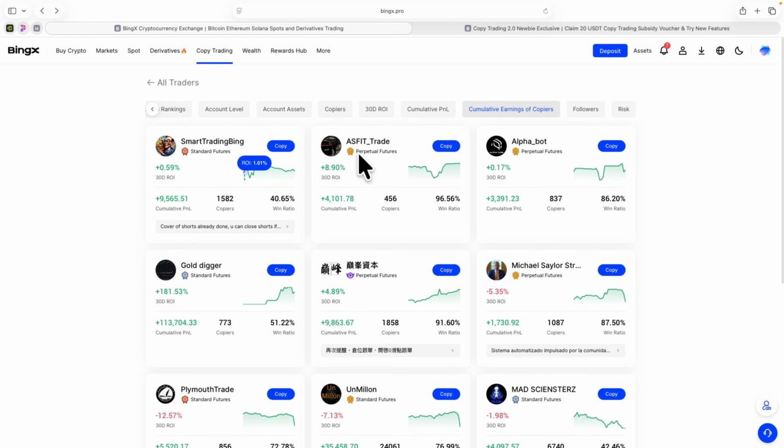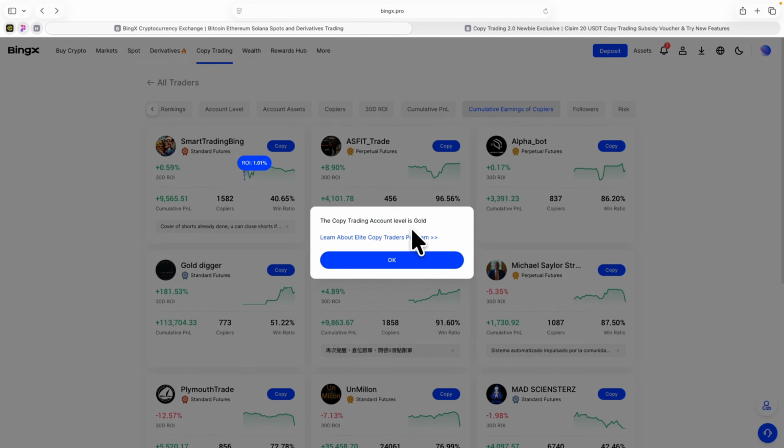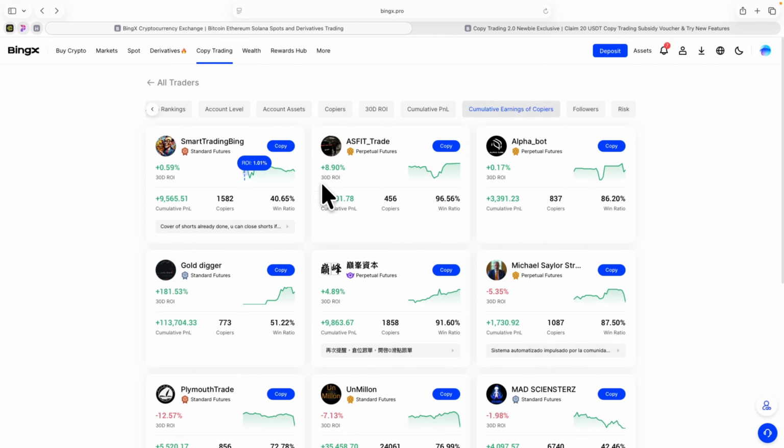Now, the second person right here, if you click on this badge, this person's account level is gold, and that's the second highest account level on BingX. And then if you go further, you can see that in the last 30 days, this person has made 8% profit, which is good. And you can see the cumulative P&L. So this person has made a total of $4,100. And you have 456 people copying this person. And this person's win rate is 96%, which is good.